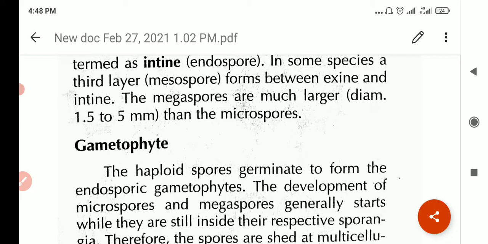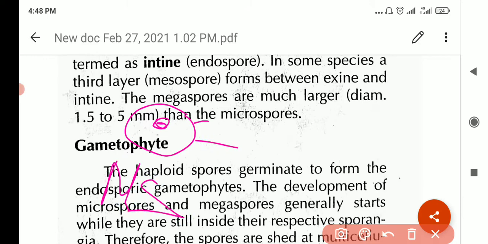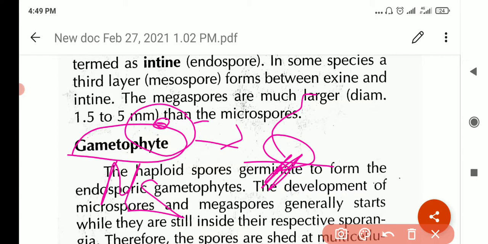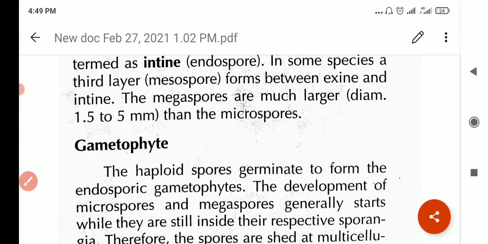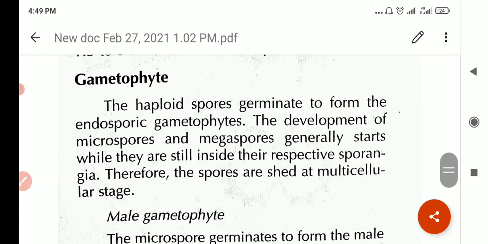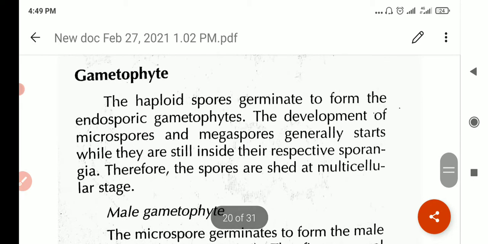When we talk about the gametophyte generation, the spore is the first cell of the gametophyte generation. Let's say this is the microspore. When this microspore comes out and germinates, it is the first cell of the gametophyte generation, which means all these plants will be haploid. The sporophyte is 2n and the gametophytes are n. The haploid spores germinate to form the endosporic gametophyte.